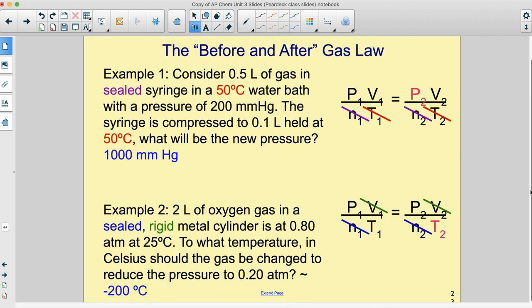On the second example, the reason why I say to be careful is that here the pressure is going down by 4. So we should expect that if we change the temperature down by 4, we should get the pressure down by 4. But look here, we can't do that to Celsius because gas laws depend on the absolute temperature. So we have to get it down to minus 200 degrees C.